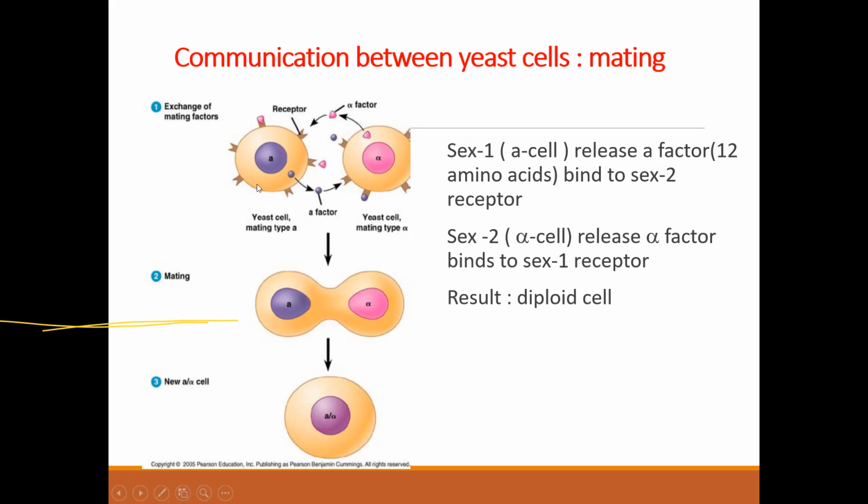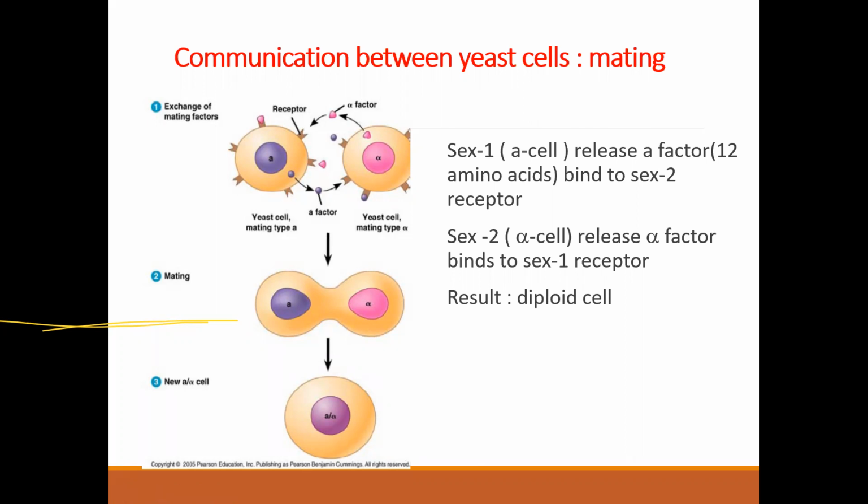For example, in this picture, there are two yeast cells. We call one the A cell, and the other yeast cell we call the alpha cell. It is supposed to be the opposite sex to the A cell. The A cell will release the A factor, which is a signaling molecule. This signaling molecule will go to the alpha yeast cell. If the alpha yeast cell has a receptor for the A factor, the A factor can bind to it, and then the alpha yeast cell can recognize that the other yeast cell is the opposite sex.